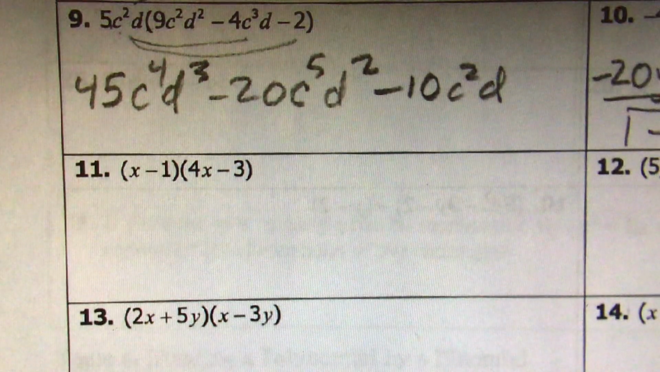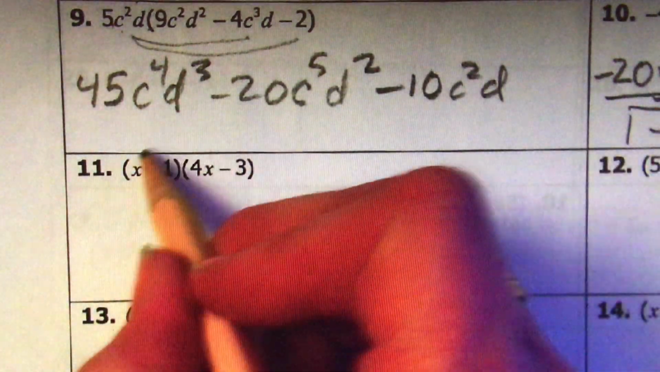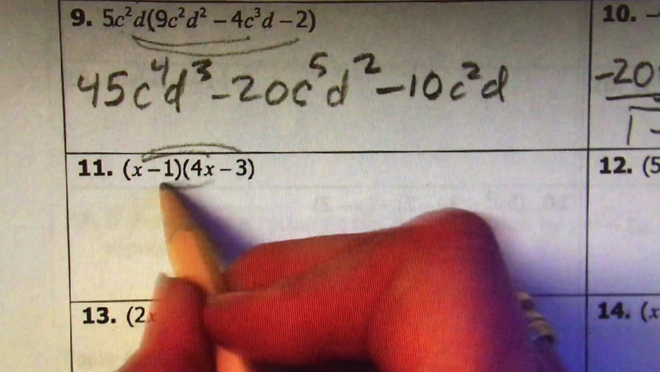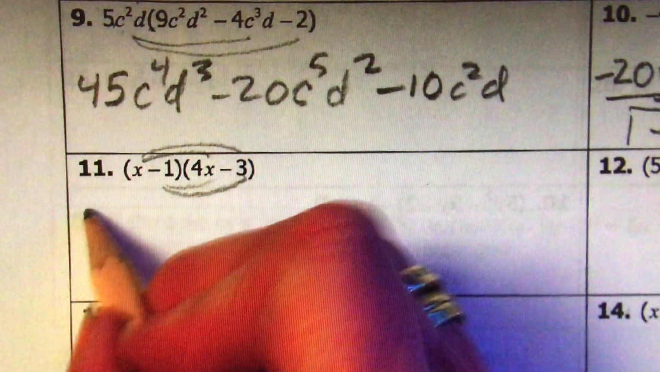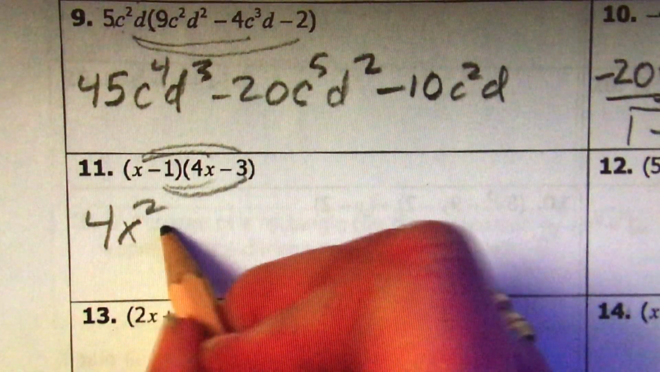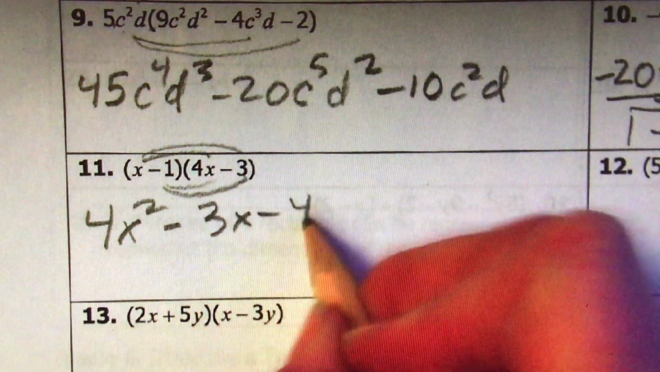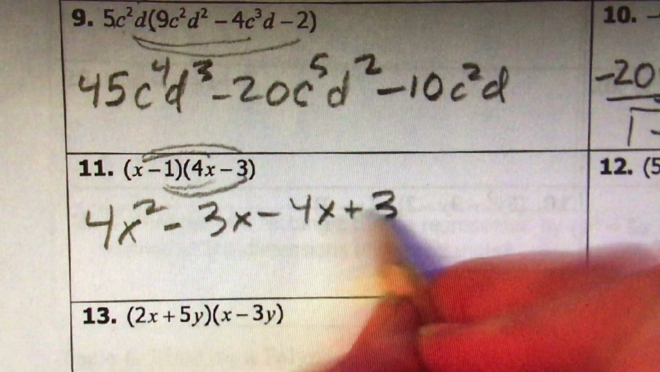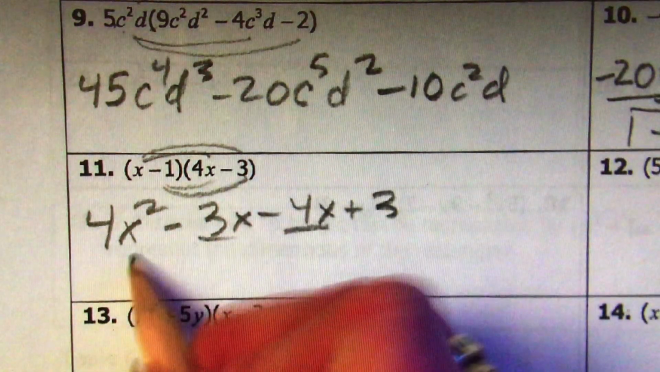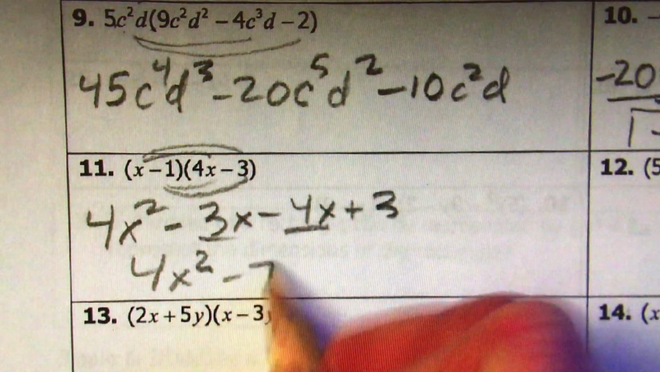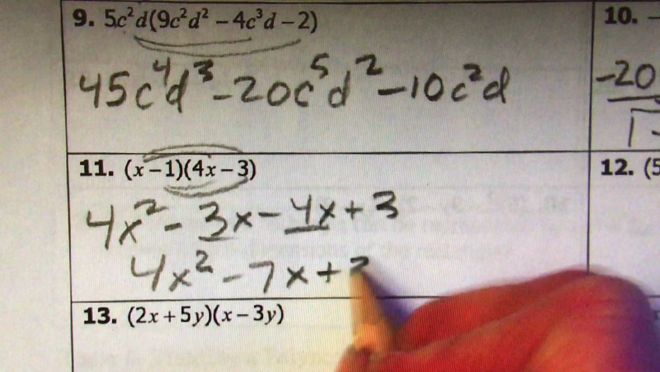Number 11. This is a FOIL. Yay, FOIL. If I look at 11, I'm going to go just multiplying this out. Minus 3x minus 4x plus 3. I'm going to combine my inner terms. Hold on to my 4x squared minus 7x plus 3.